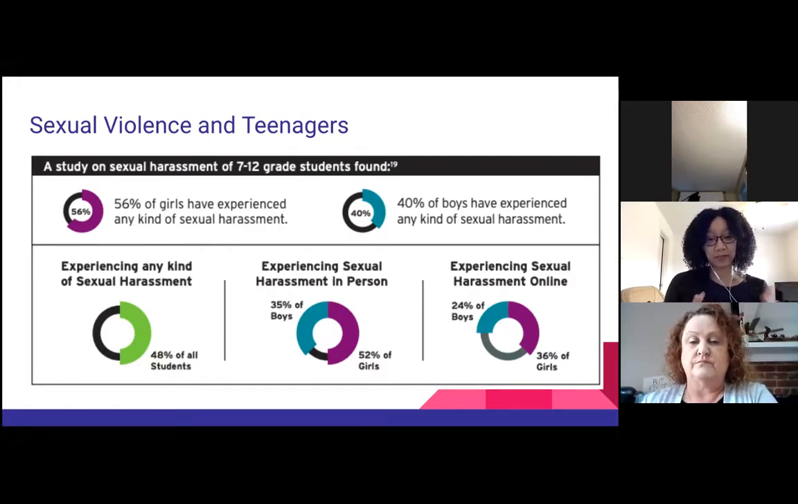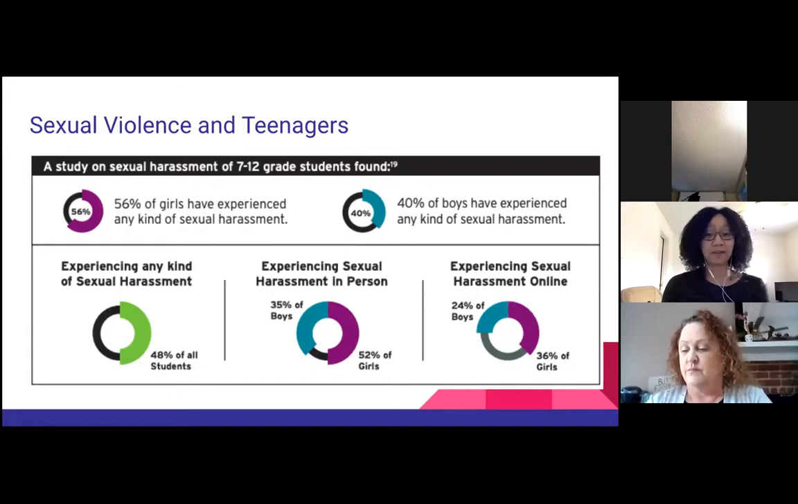As you can see, 35% of boys and 52% of girls experience sexual harassment in person. And then 24% of boys and 36% of girls experience sexual harassment online. And so as you can see, experiencing sexual harassment online is not any less valid, right? And it can still have equally devastating and traumatic impacts and effects on a person.